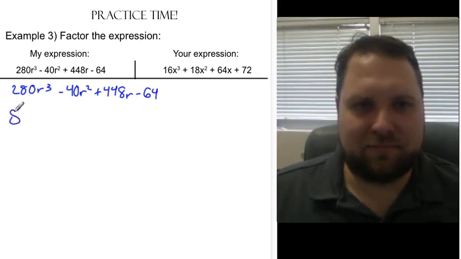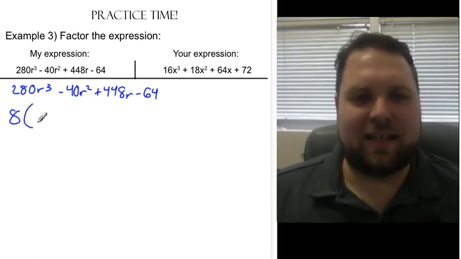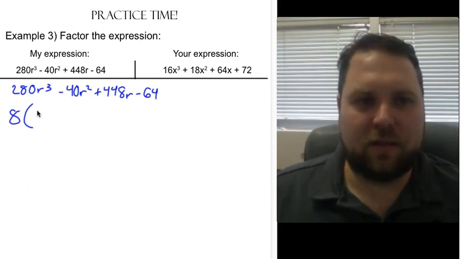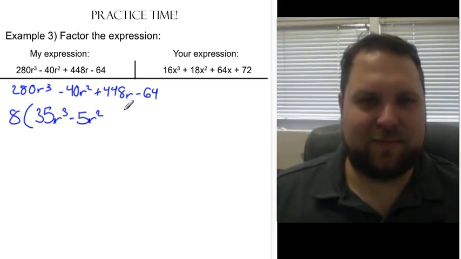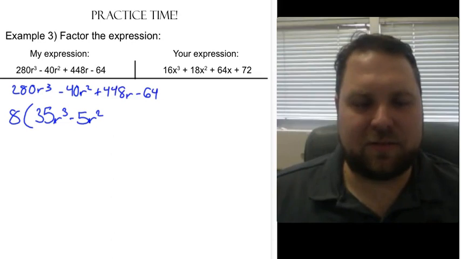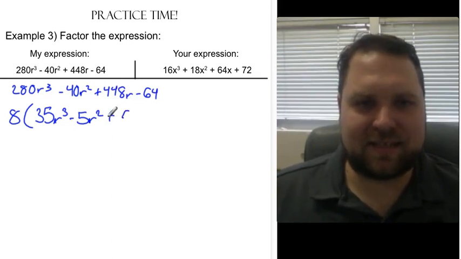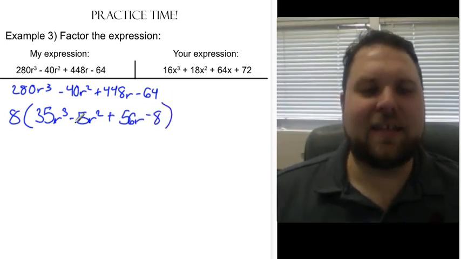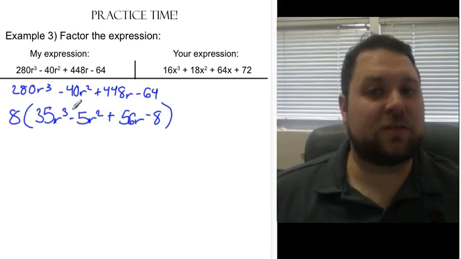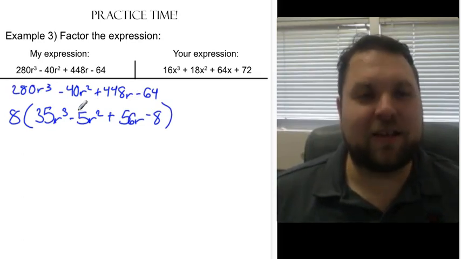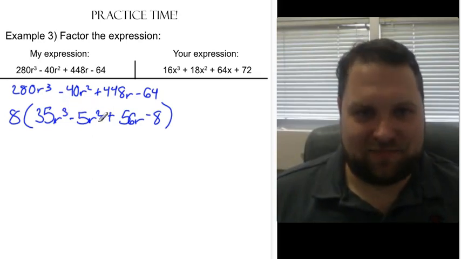So I can write an 8 here on the outside, and then on the inside I am left with 35r cubed. Here I'm left with minus 5r squared. When I pull out an 8 from this one, my word, that's going to be 56r. And from that one, an 8. And that whole process, which I shortcutted there, because remember, I've been doing this a while, you'll actually have to check and see every single time.